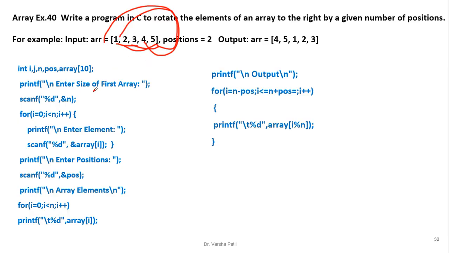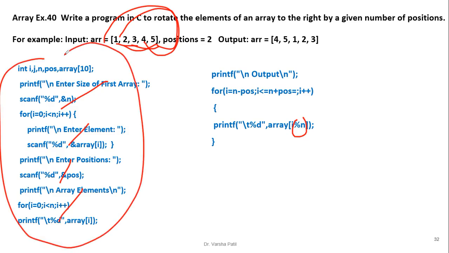Now the logic is the same, you only need to understand from which location to which location you want to print. Now again here the mod operator is very important, I will explain. Now see, the size of the array, accept the array elements, enter the position, array elements are as below. So this is nothing but the basics that are required in your program.